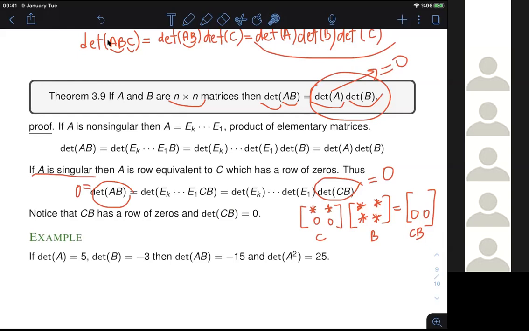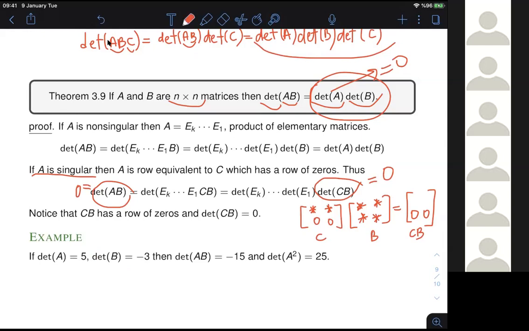So let's look at this example. If I have the matrix A, whose determinant is 5, and the determinant of the matrix B is -3, then determinant of A times B is -15, okay? And determinant of A squared is 5 squared, which is 25.